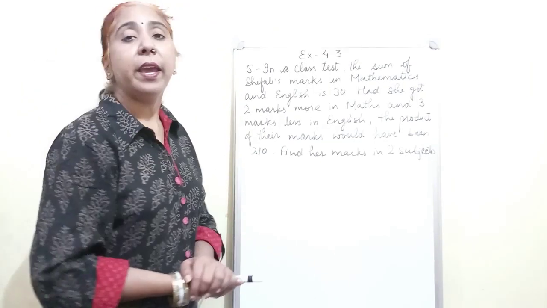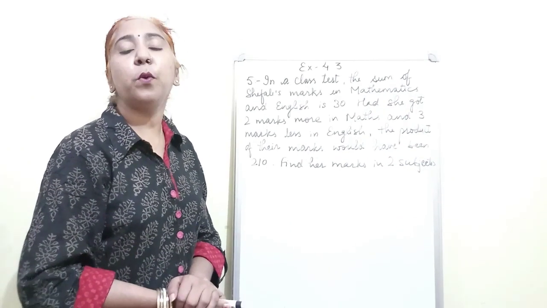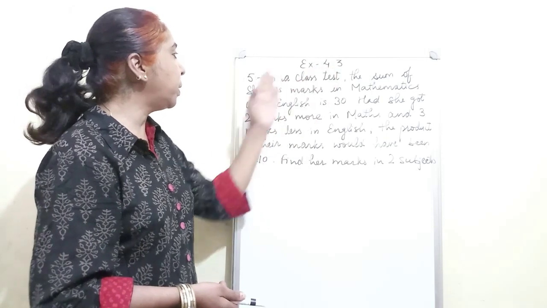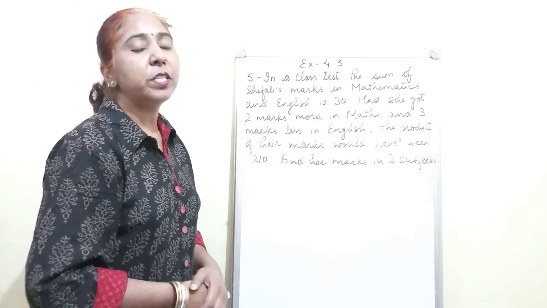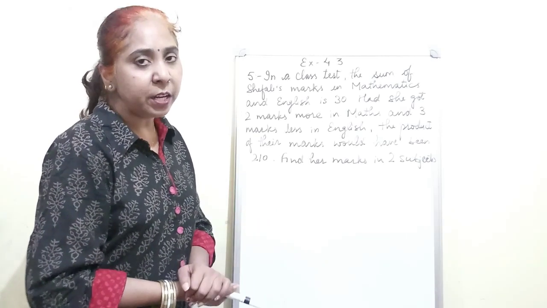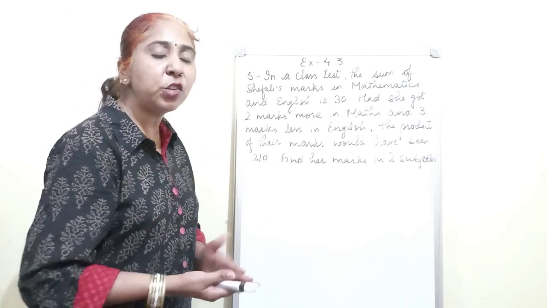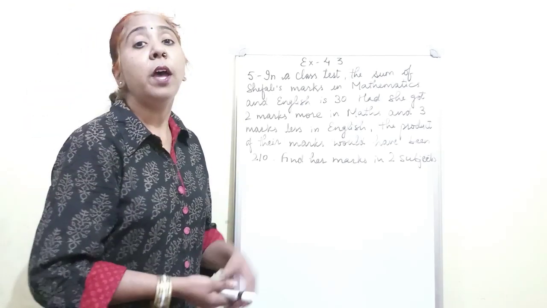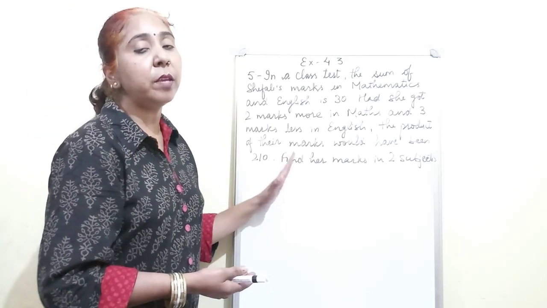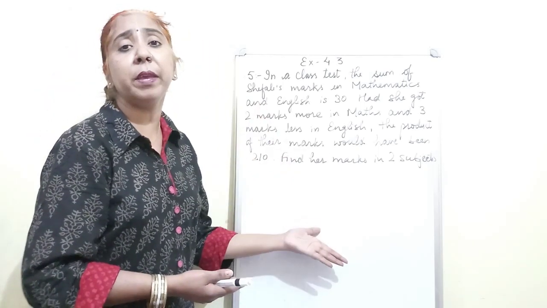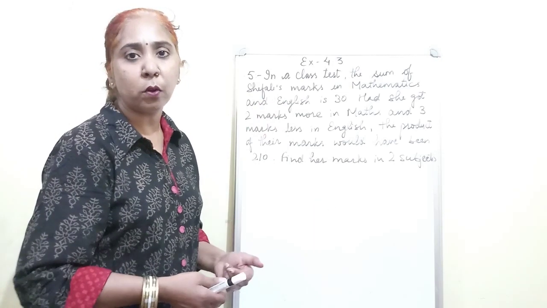Today we'll do again the question from quadratic equations, and here it is, exercise 4.3, question number 5. So it's a word problem. First we have to read it carefully, then apply the condition, and then make the equation, and then finally solve it for getting the answer. So we have to read the question carefully before making the equation. If the question is clear to you, you can make the equation, otherwise you cannot, right?